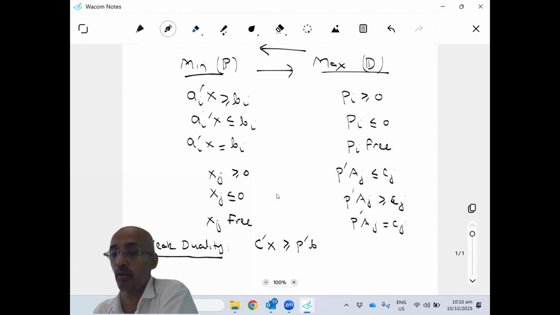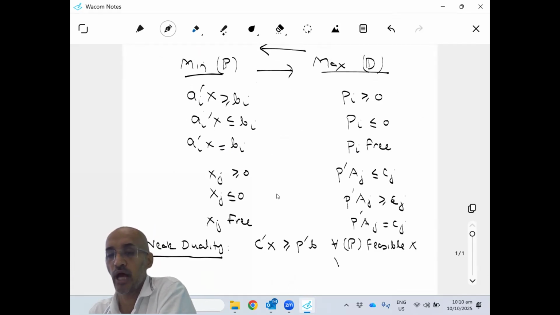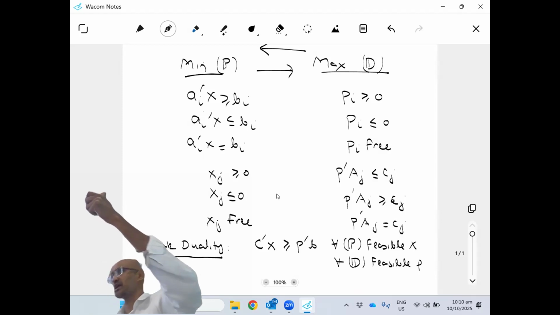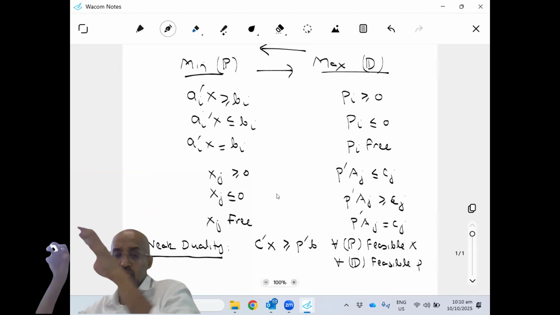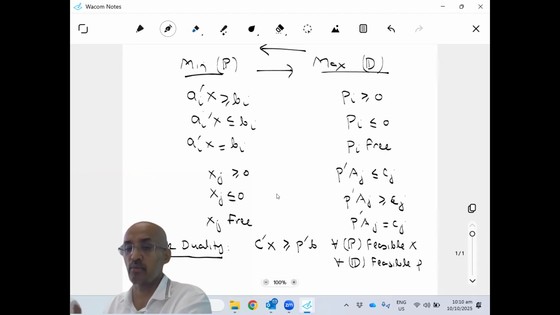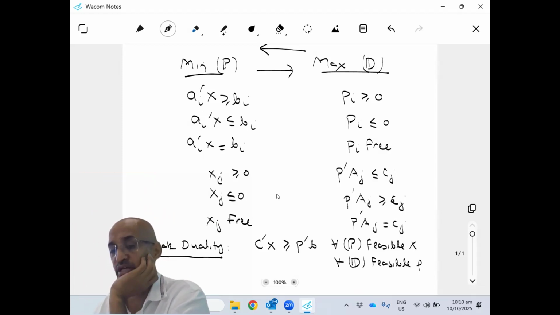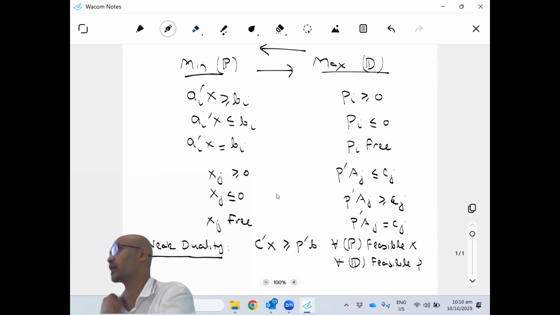greater than or equal to the objective function coming from the maximization problem for every primal feasible X and for every dual feasible P. So you take any primal feasible solution, take any dual feasible solution, compute the two objective function values. If the primal is a minimization problem, the objective function from that will be greater than or equal to that from the dual problem, the maximization problem. This is weak duality.